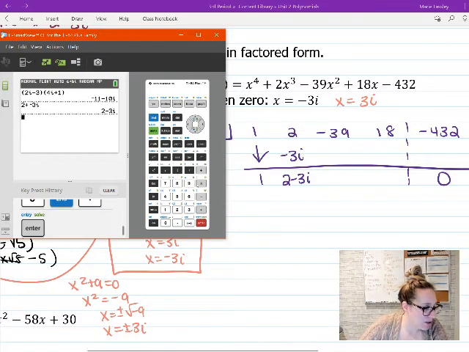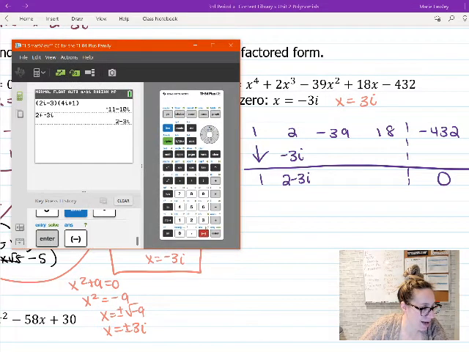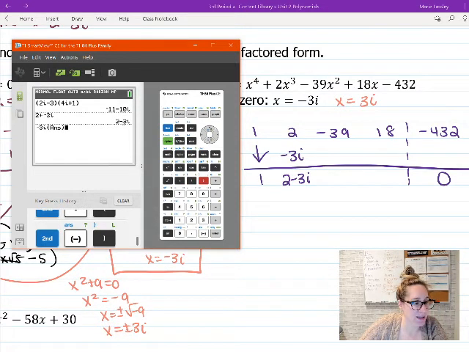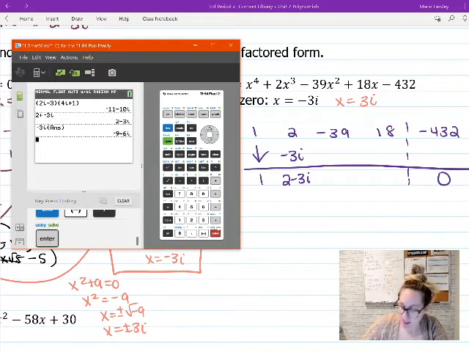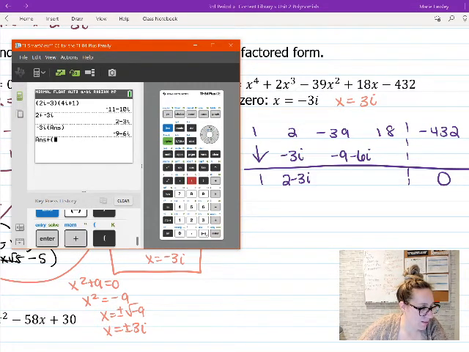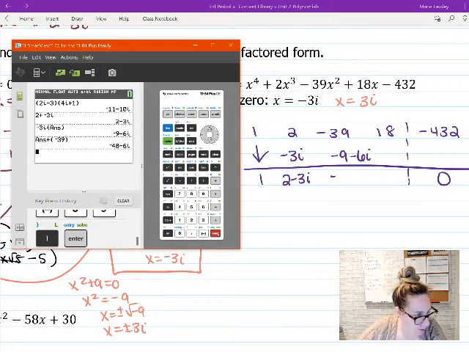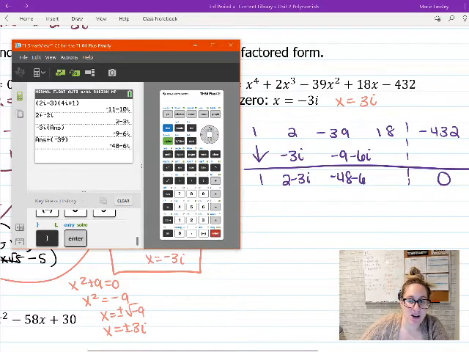Now I'm going to multiply by my corner number, which is negative 3i. So negative 3i times, and I'm just going to do second answer because it's going to be 2 minus 3i in there. So hit enter, and that gives me negative 9 minus 6i. Now I'm going to add negative 39, and that gives me negative 48 minus 6i. Again, you could do this by hand, but why?